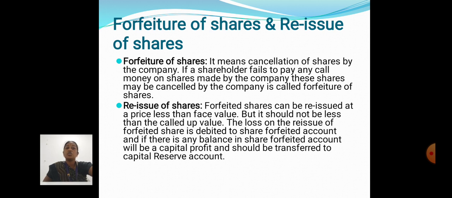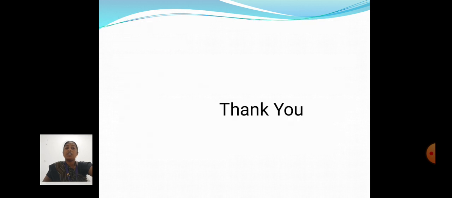The loss on reissue of forfeited shares is debited to the share forfeiture account, and if there is any balance in the forfeiture account, it will be a capital profit and should be transferred to the capital reserve.